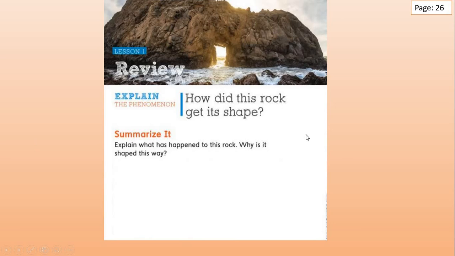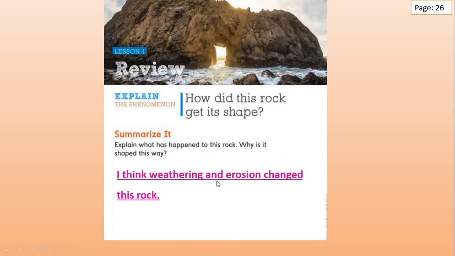Now let's summarize it, grade 2. Observe this photo and explain what has happened to this rock. Why is it shaped this way? What do you think, grade 2? Yes, weathering and erosion changed this rock.